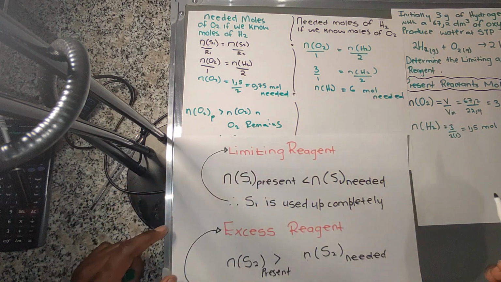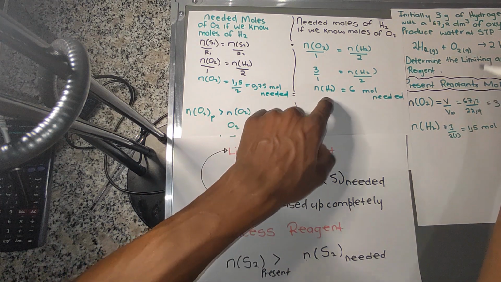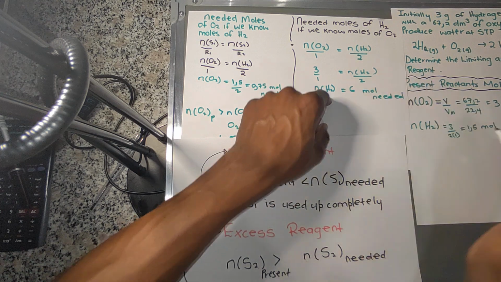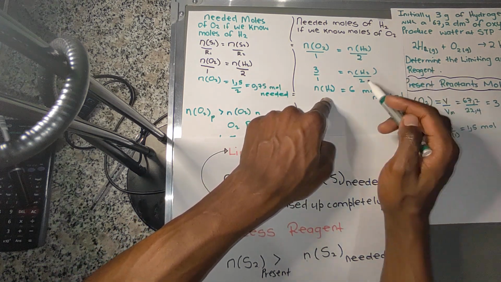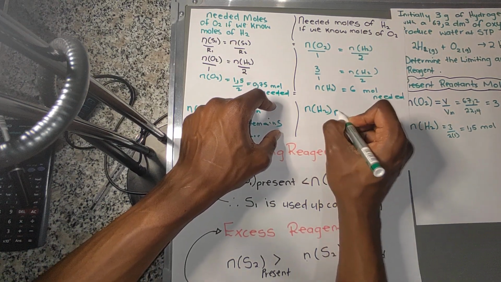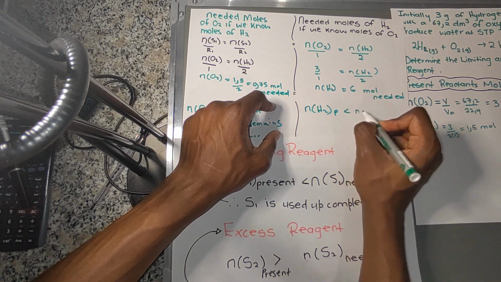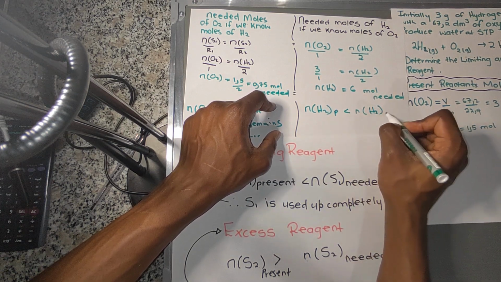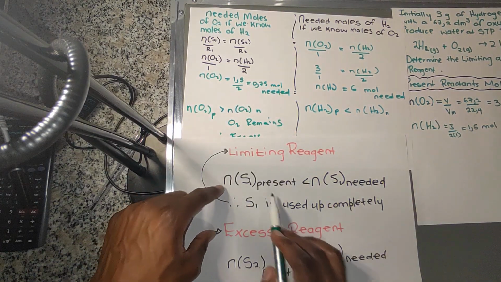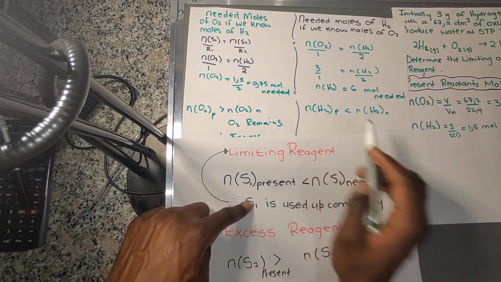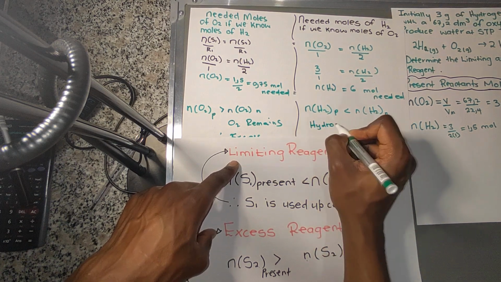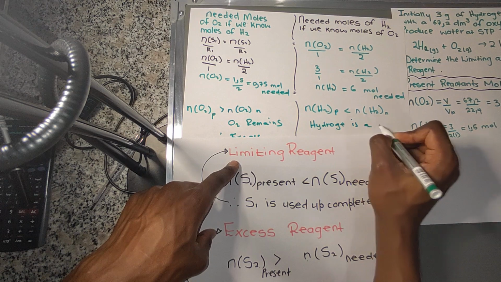So now we're simply comparing the present for hydrogen and what we need. We can see that our present is smaller than what we need. So the number of moles of hydrogen which are present is smaller than the number of moles of hydrogen that we need. For this reason, we said when the present is smaller, the substance we're talking about is going to be the limiting reagent. So in this case, hydrogen is the limiting reagent.